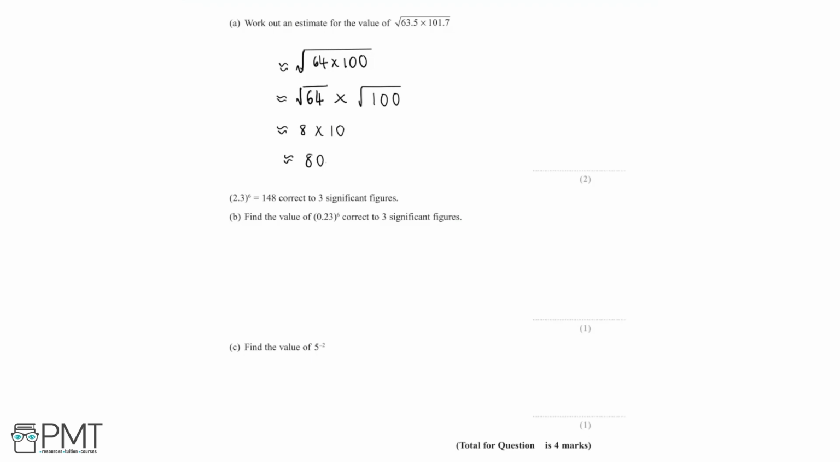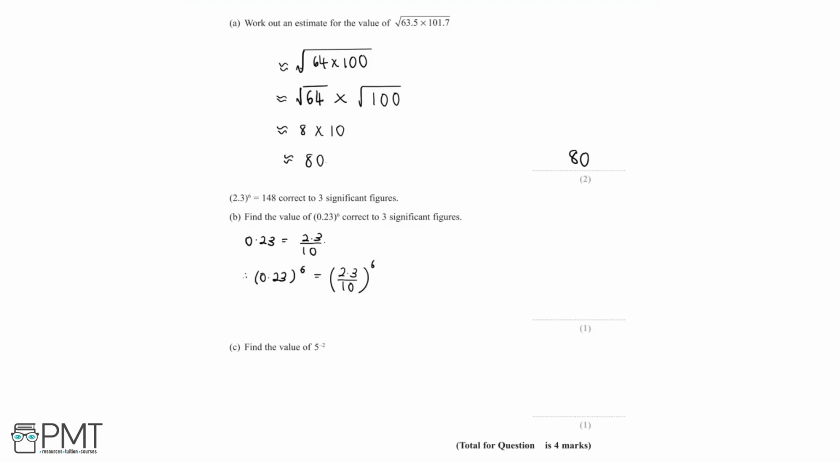is equal to 80. Now in part B, we're told that 2.3 to the power of 6 is equal to 148, correct to three significant figures. And we need to find the value of 0.23 to the power of 6, correct to three significant figures. Now 0.23 can be written as 2.3 divided by 10. And so we can say that 0.23 all to the power of 6 is the same as saying 2.3 divided by 10 all to the power of 6.